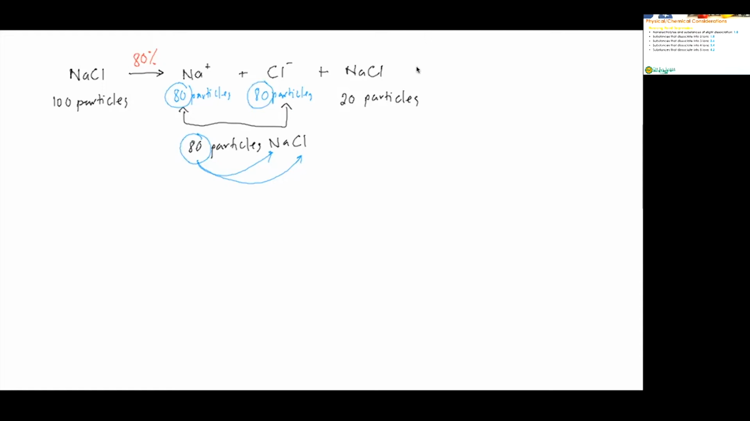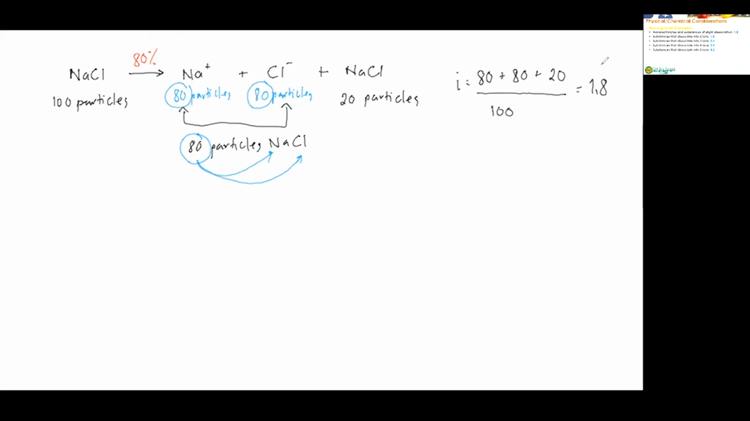Now, in order for us to determine the I value for sodium chloride dissociating 80% in a given concentration, we simply add the number of particles after dissolution. So that will be 80 plus 80 plus 20 divided by the initial number of particles of sodium chloride, which is 100. And this is equal to 1.8. Now, look at the list on the other slide, and you will see that substances that dissociate into two ions, like sodium chloride, will have an I value of 1.8 only when the dissociation is 80%.